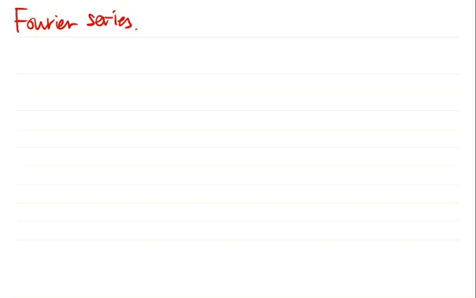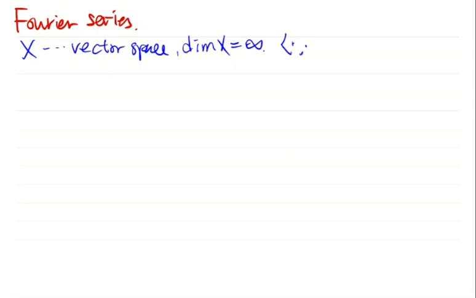Inner product space. Suppose X is a vector space, infinite dimensional, and we consider a map defined over the Cartesian product of X with itself to the real numbers. This is called an inner product if it satisfies the following conditions.